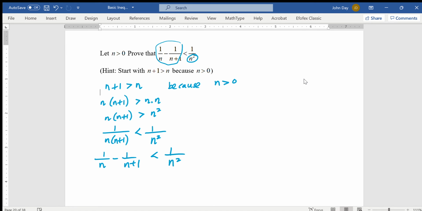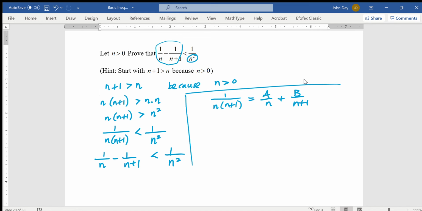1 on n squared. Now, if you couldn't see that, how would you go about working out how to do that split? I mean, you could say that 1 on n times n plus 1 is equal to a on n plus b on n plus 1, like you've done before in other parts of the course. And you could work it from there. You could say, well, that means that 1 equals a times n plus 1 plus b times n. And you could go ahead and work out what a and b must be.